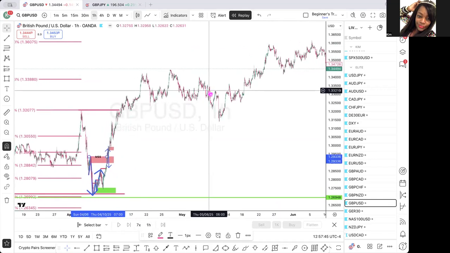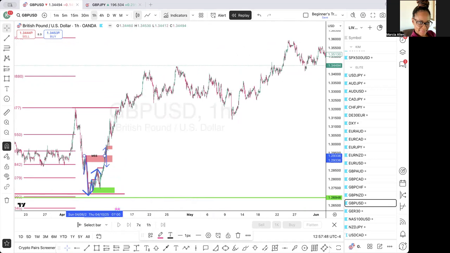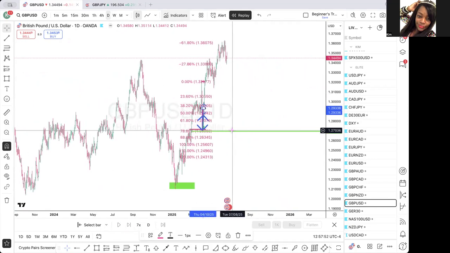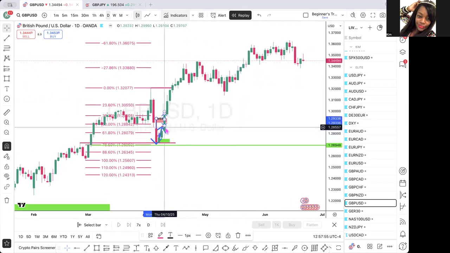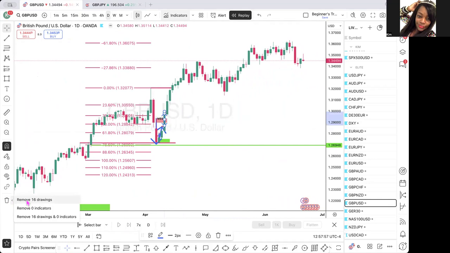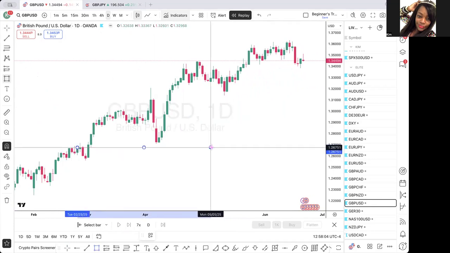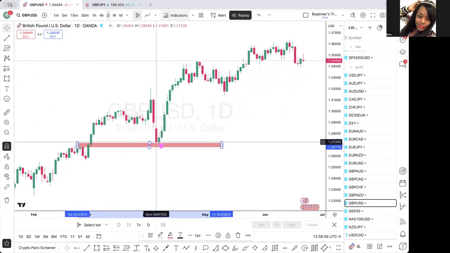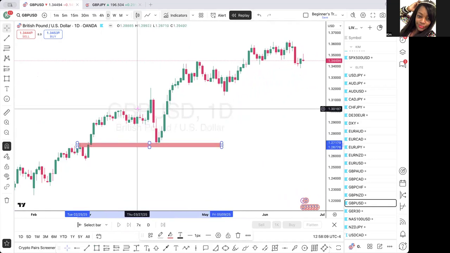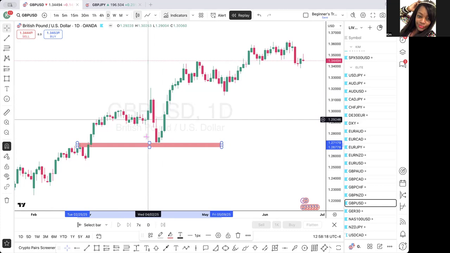But in the meantime, let's go back to the daily. And I want to erase all this. So when price came back to this zone, and you saw the shift on the lower time frame, which was the 1 hour or the 15-minute, you could have at least bought it up to this high.